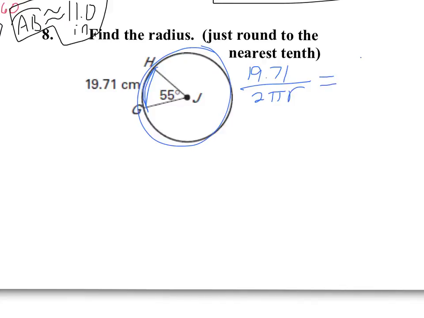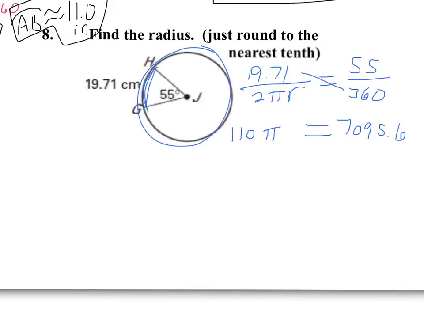On the other side of this, I know 55 degrees out of 360. So I can do 19.71 times 360. In fact, I don't even need to round there because I don't have any irrational numbers, so I would get 7,095.6. On the other side, when I cross multiply those, I'll do the 2 times 55, that's 110, and I still have the pi r. And so to get the r by itself, I would need to divide by both 110 and pi.